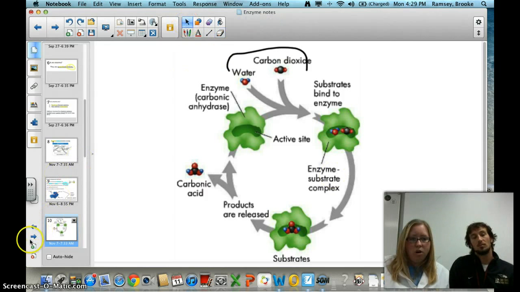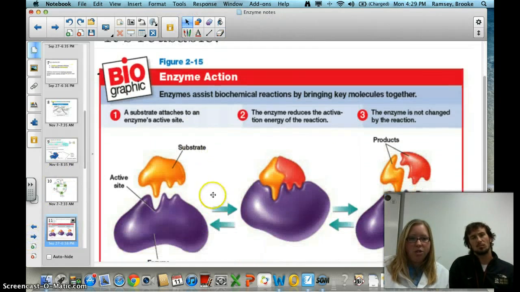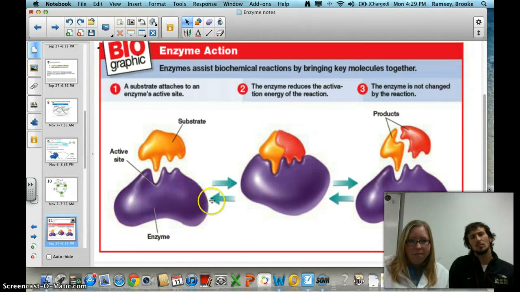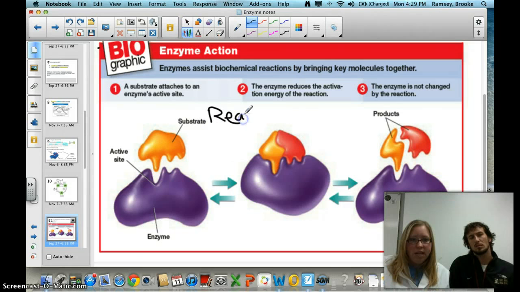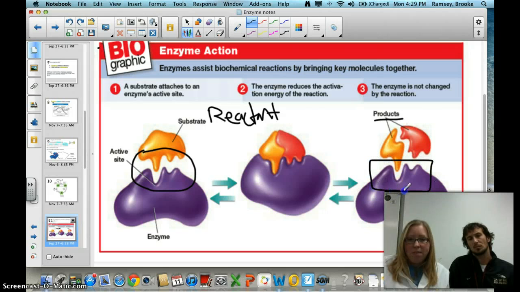So again, one more visual to show you. This is the enzyme. This is the active site. The substrate, or the reactant, this is also called a reactant. This reactant comes in and fits perfectly like a lock and key. Then the chemical reaction happens, the two products come, but look, the enzyme shape has not changed. We can go back and reuse it again.